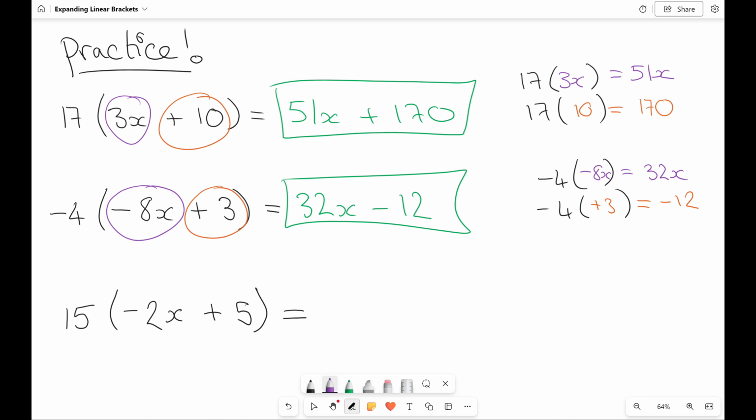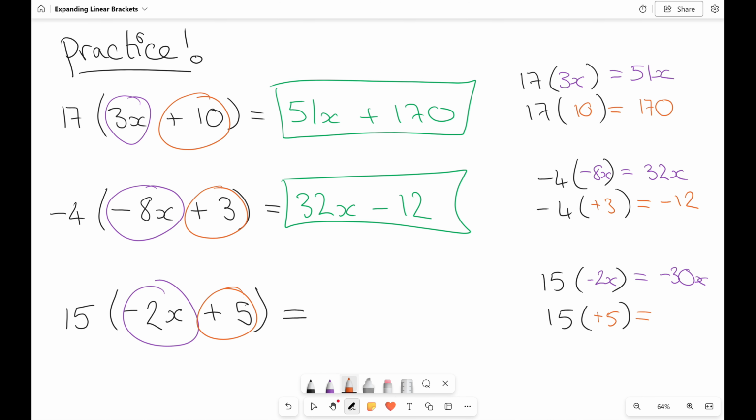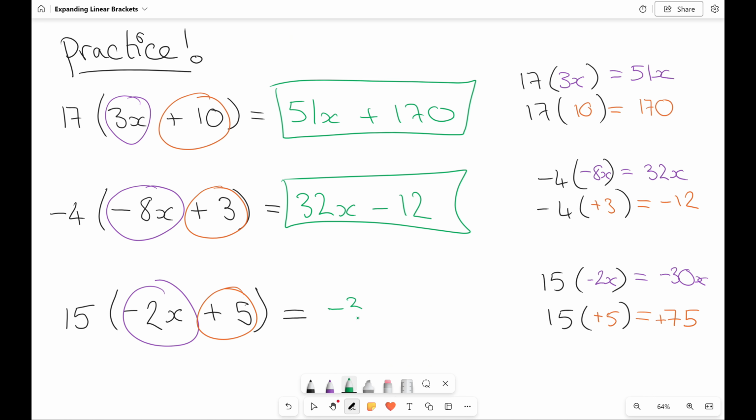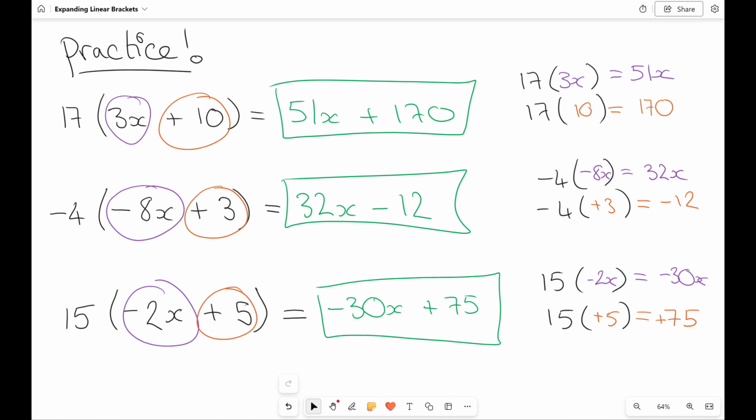Got 15 times by minus 2x and plus 5. So let's write this down. We've got 15, our 2 brackets, minus 2x, 15 times minus 2x, and you got 15 times positive 5. So let's write this in. So 15 times minus 2 is minus 30x, and then you got 15 times 5, which is 75, positive. And then we'll just write in our answer, which is minus 30x plus 75. And there we go. So that was expanding linear brackets.